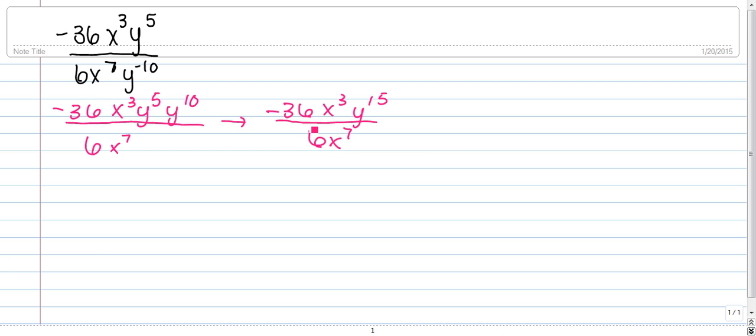Next, negative 36 divided by 6. That's just negative 6. And now I have x to the 3rd, y to the 15, over x to the 7. Now my property of exponents tells me that I'm supposed to subtract. So I'm going to go ahead and subtract 3 minus 7. This gives me negative 6 x to the 3 minus 7, which is negative 4, y to the 15.